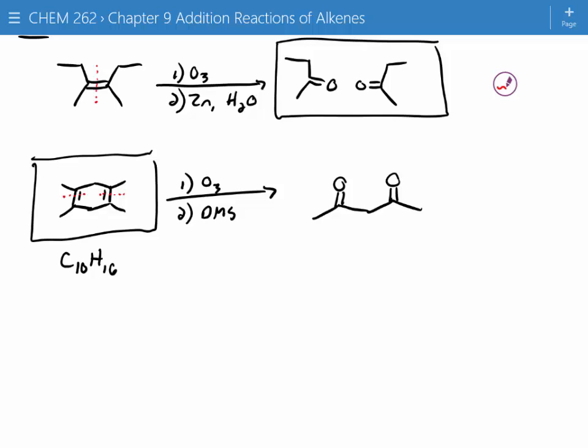Have you guys ever handled rubber that's really old? Do you guys notice that rubber, when it's old, gets kind of brittle and you notice a lot of cracks in it? This is ozonolysis on a very practical level.